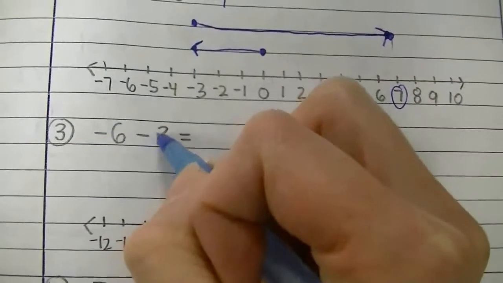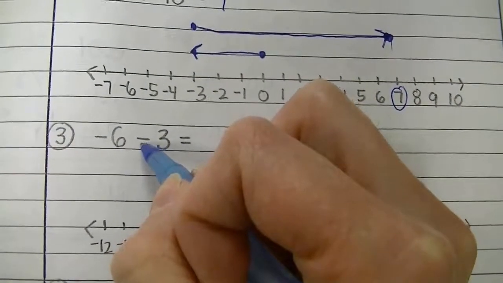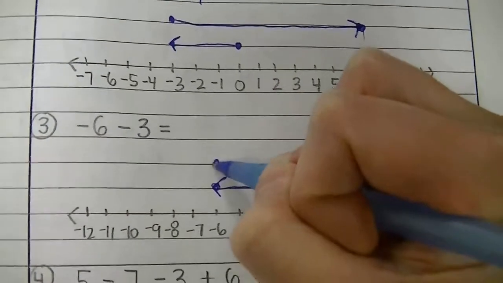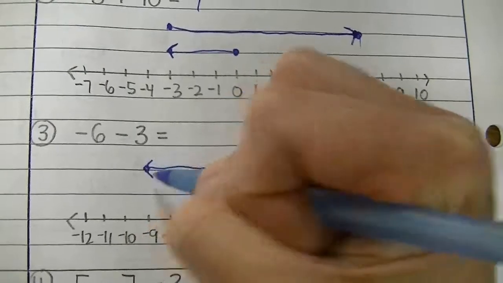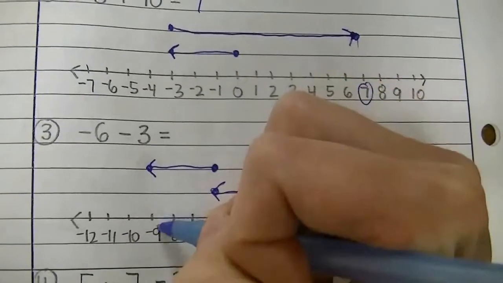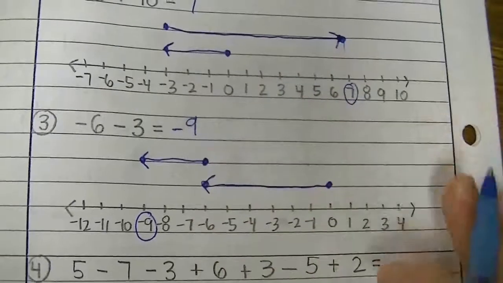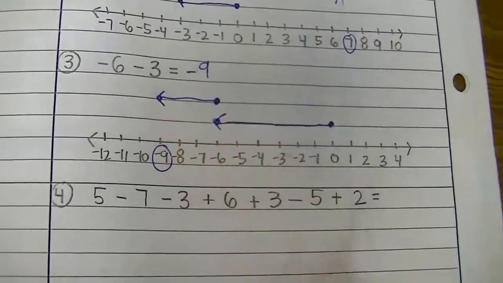And then it's saying minus 3. So your direction that you need to go is to the left 3 units from that negative 6. Okay? So negative 6 minus 3 is negative 9. And that's your solution to that equation.